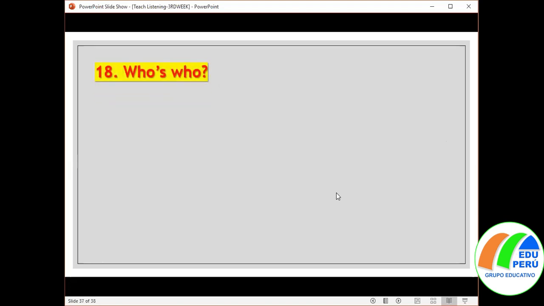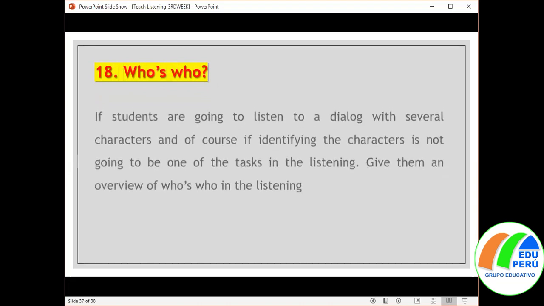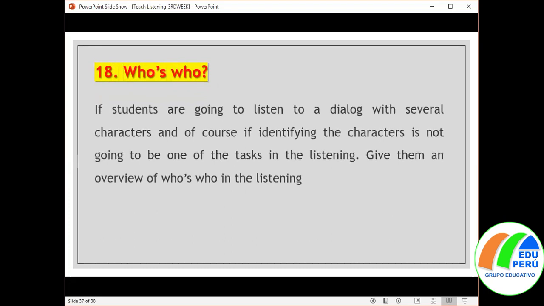Who's who? This is activity 18. If students are going to listen to a dialogue with several characters, and of course, if identifying the characters is not going to be one of the tasks in the listening, give them an overview of who's who in the listening, right? So you are going to give a context, some characteristics, some aspects about the characters.